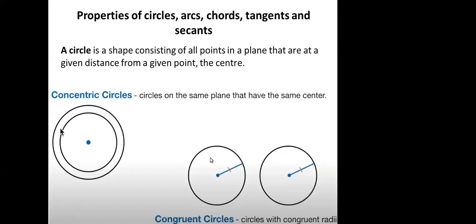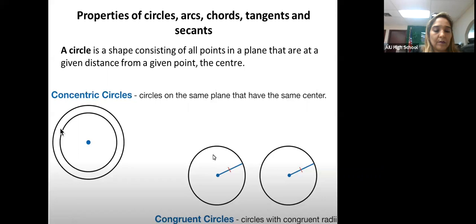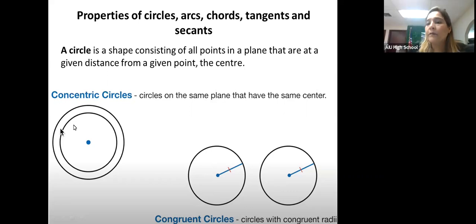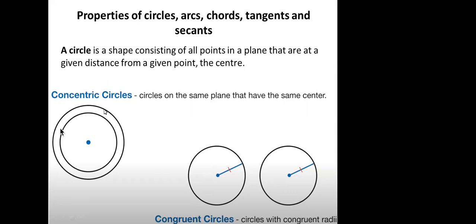And the circle. This is the circle that is given. We have these different kinds of circles, like some rules for circles. So one of them is concentric circles. These are circles that are on the same plane and have the same center. So these are both concentric circles.